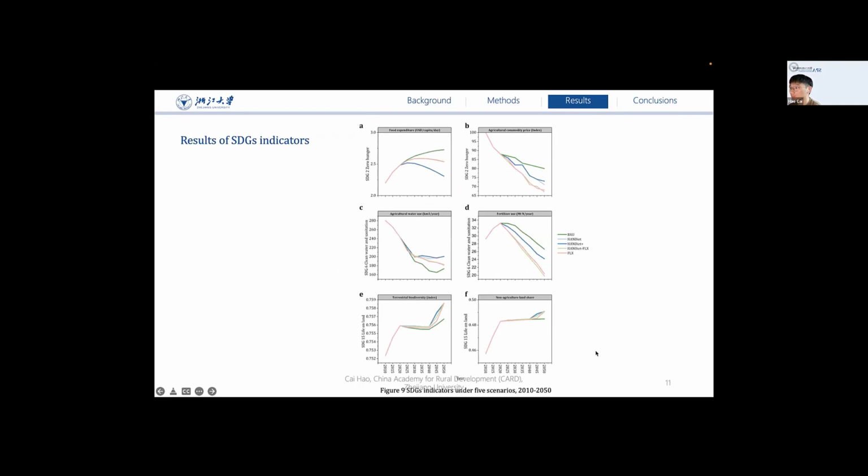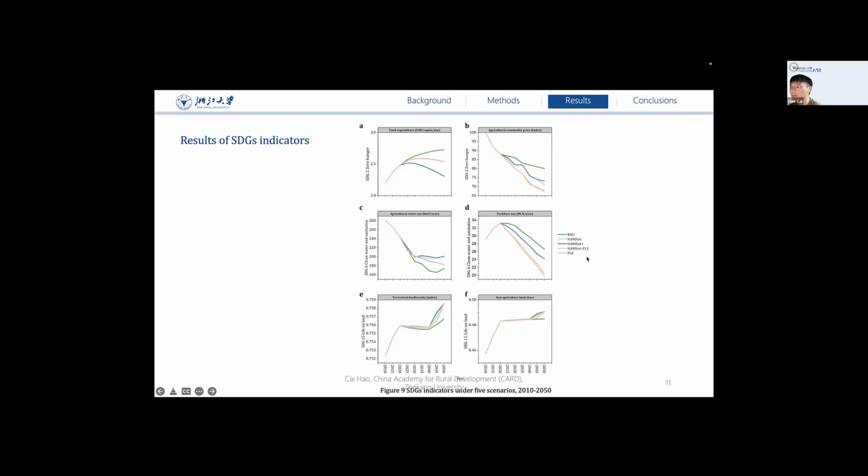And then at last, we shed a light on 6 SDG indicators. The BAU dyed with the 6 indicators are food expenditure, agricultural commodity price in panel B, agricultural water use in panel C, fertilizer use in panel D, terrestrial biodiversity index in panel E, and non-agricultural land share in panel F. They are closely related to SDG goals, and the BAU dyed with the dark green color has the worst performance on 5 of 6 indicators.